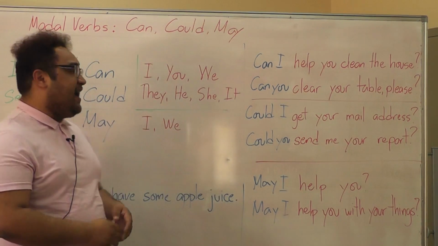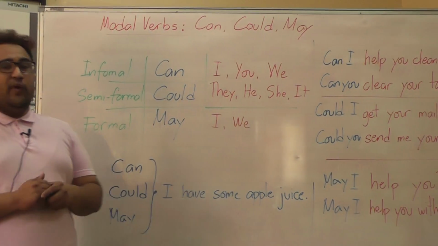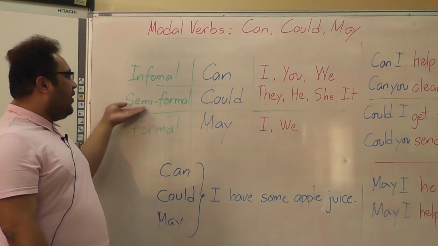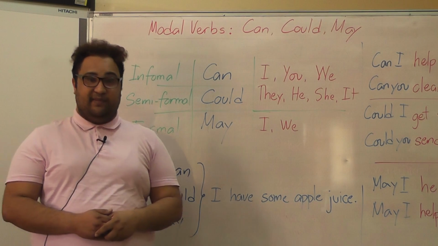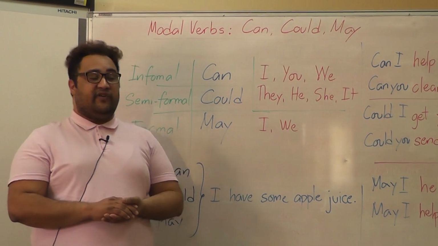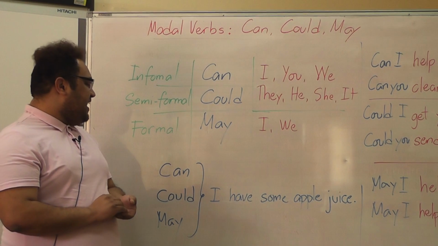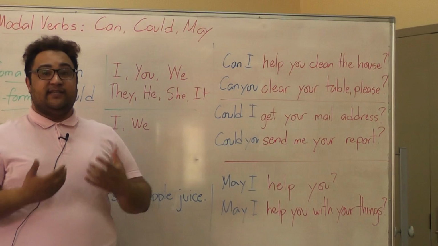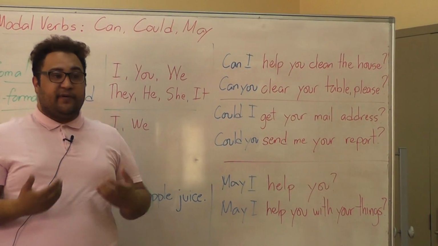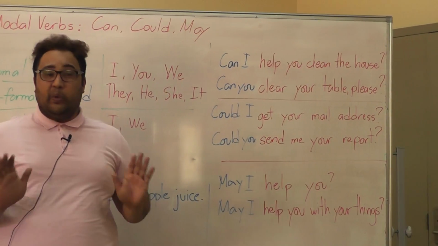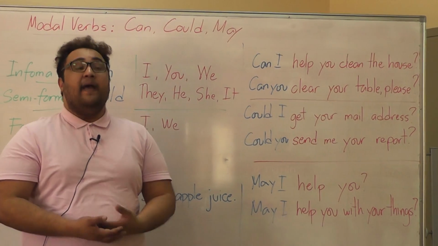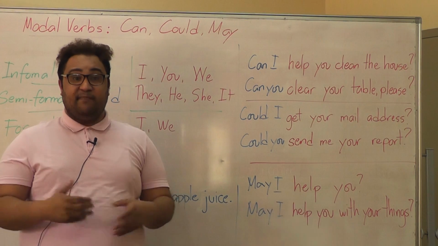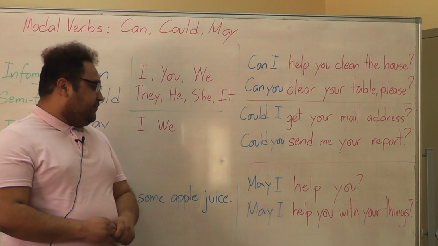Okay, and now let's have may. So when do we use may? We use may when we deal with formal people or when we deal in a formal conversation. So for an example, a person came to you, not knowing who he is, then you would ask him, may I help you with something? Or may I help you, sir? May I help you, ma'am? Okay?